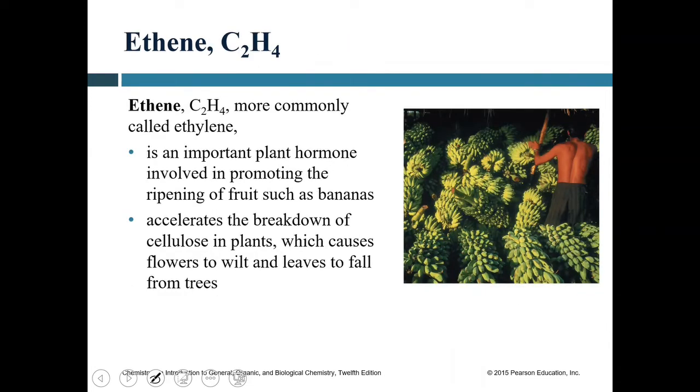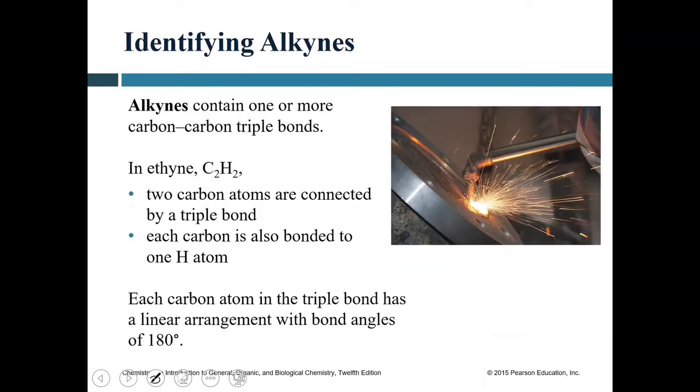Ethene, or more commonly known as ethylene, helps plants to ripen, and actually some plants and produce are treated with ethylene to accelerate the ripening. It also accelerates the breakdown of cellulose in plants. That causes flowers to wilt, leaves to fall from the trees, and so on and so forth.